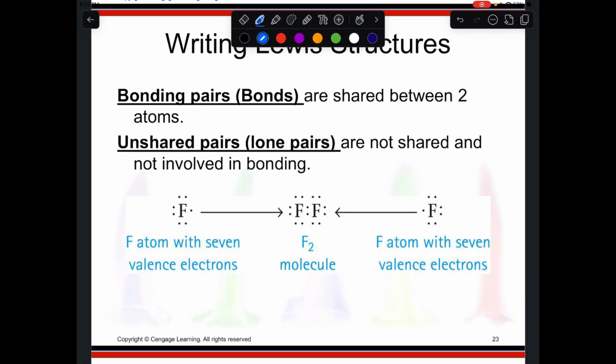Now, a couple terms just to make sure we're all on the same page here. A bonded pair is just another term for a bond, and a bond usually looks like 2 electrons.